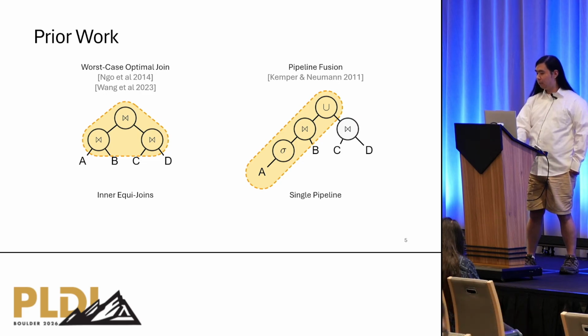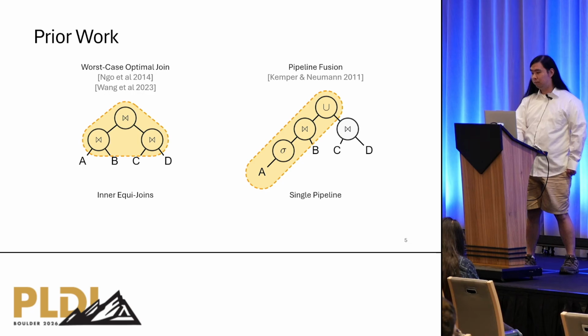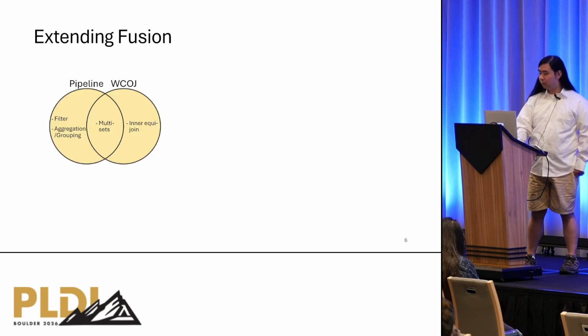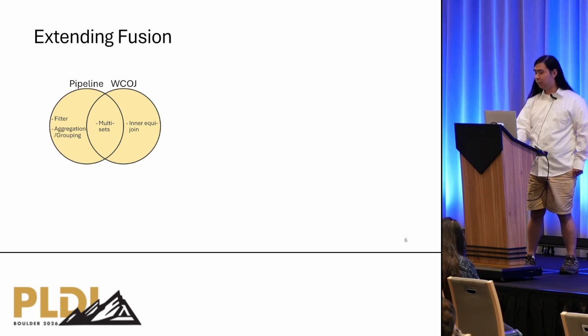Fusion of inner joins, by the way, means simultaneously advancing through all joined relations, producing tuples as you go, and avoiding building large intermediate relations. On the other hand, pipeline fusion is restricted to only fusing a single pipeline, but is able to fuse together other operators than just inner joins. And so as a result, pipeline fusion is very good at fusing together unary operations such as filter and aggregation or group by, whereas worst-case optimal joins are able to fuse any number of inner equijoins.